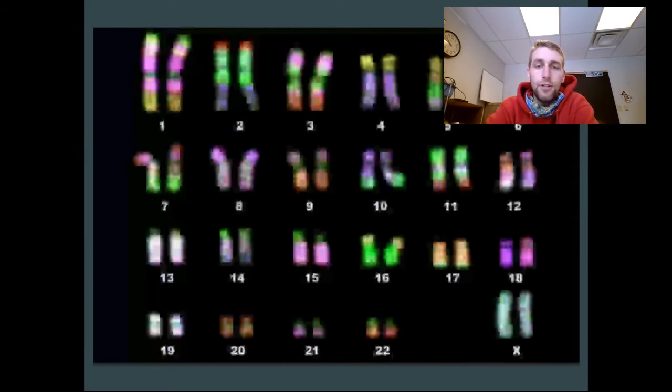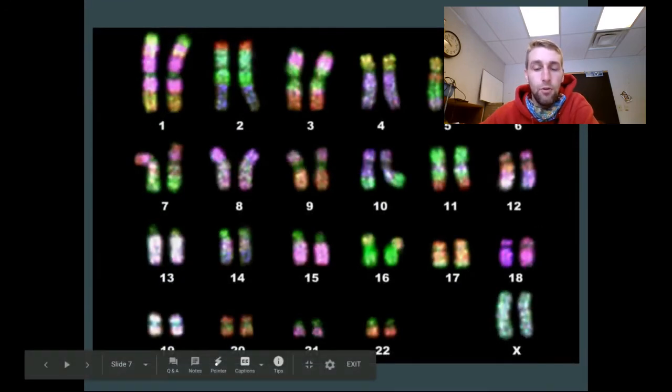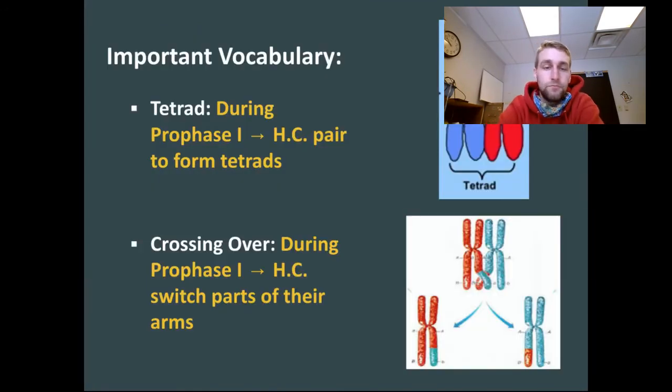Here is a karyotype. That's simply just a picture of someone's chromosomes. And you can see, if you wanted to count all those, there would be 46 chromosomes total, but clearly they come in pairs. You have 2 copies of each one because you got 1 copy from each parent. So this is a diploid karyotype for a person.